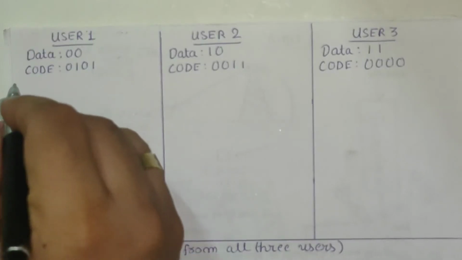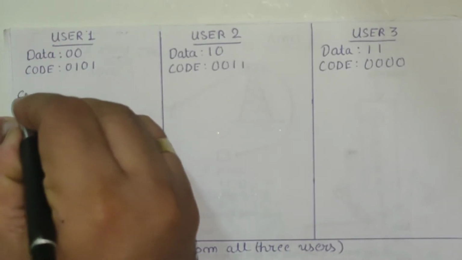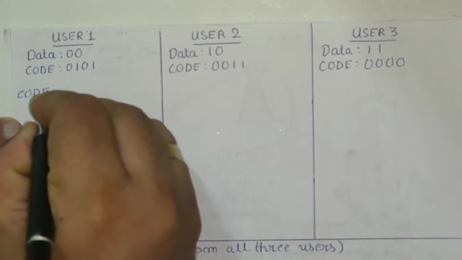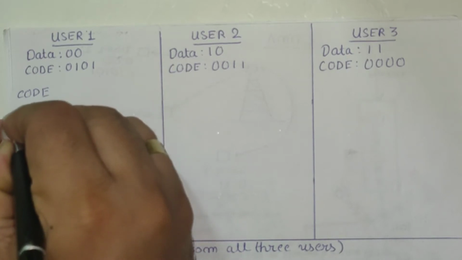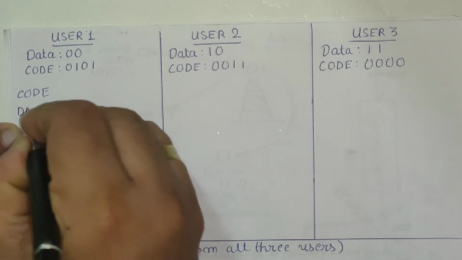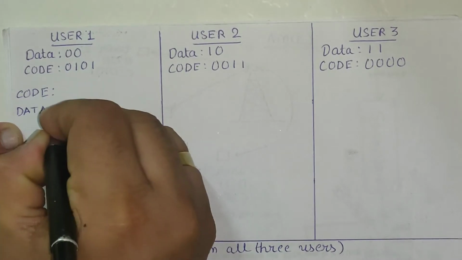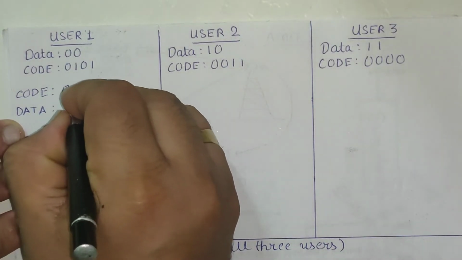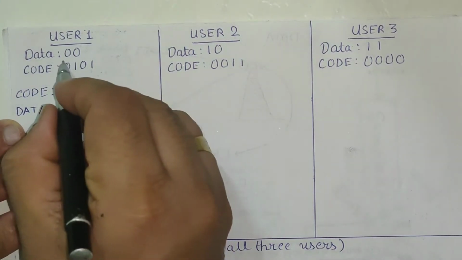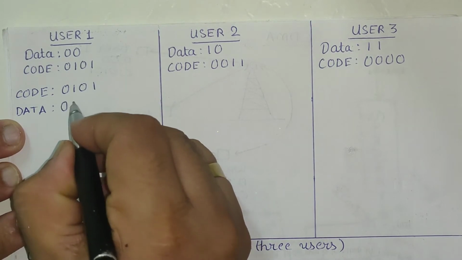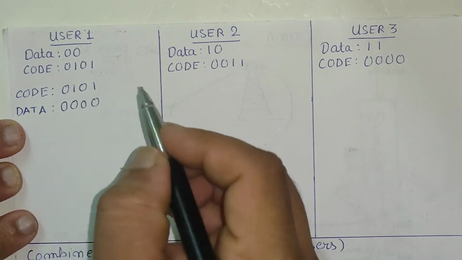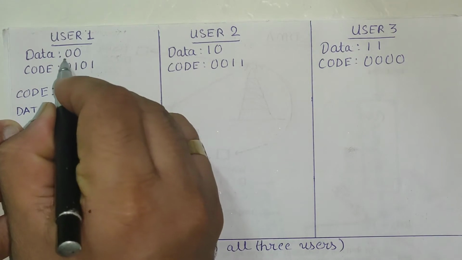So let me show you how we are going to do that. Let me just write down the code first, and I'm also going to write down the data. This is my data word, this is my code word. This is my code 0101, and I'm taking the first bit. I'm writing it down continuously. So this is my first bit of data.